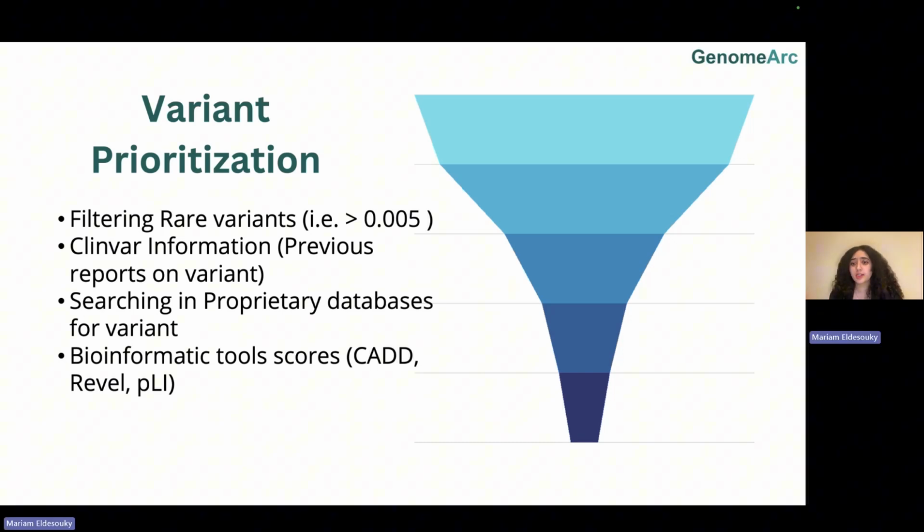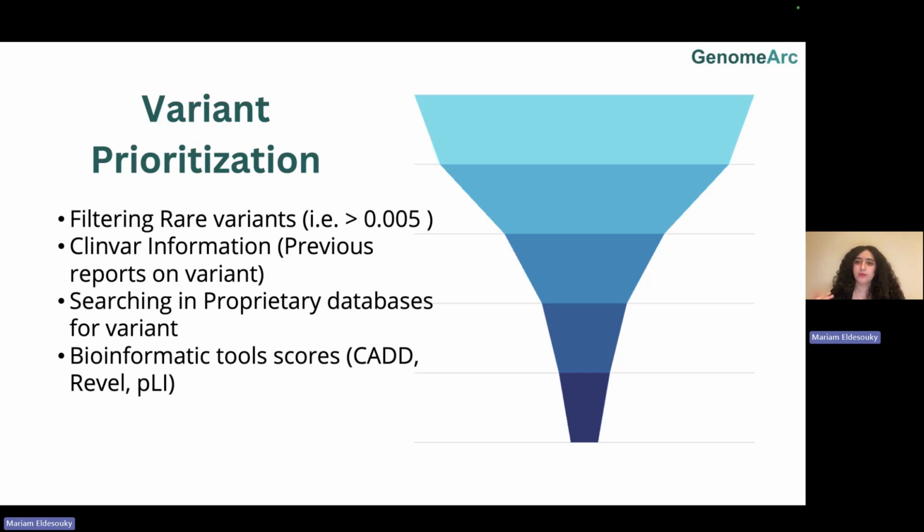So we prioritize variants that have ClinVar information, and these are previous reports on the variant. And then the third thing is we search in proprietary databases for the variant, if it has been there or not. Finally, we look at bioinformatic tool scores. So we first filter for which ones are rare, and then we look at ClinVar information to determine whether the variant has been reported previously, which is very important evidence that it might be related in the pathology of a certain disease.